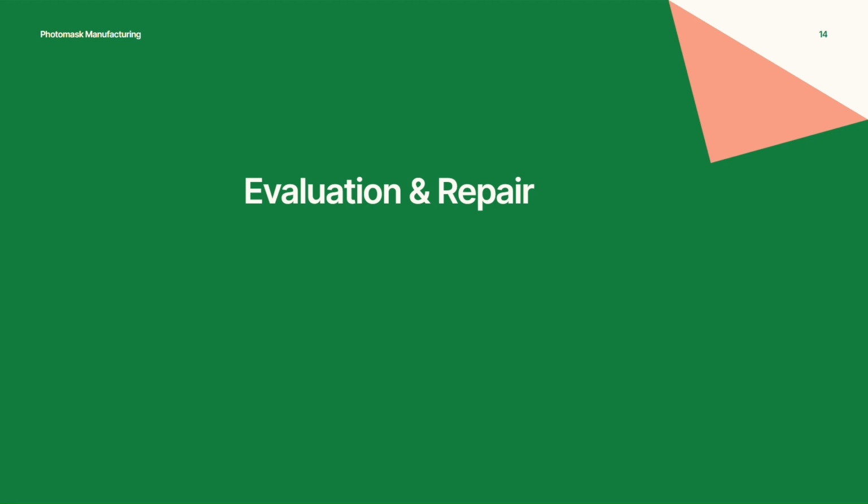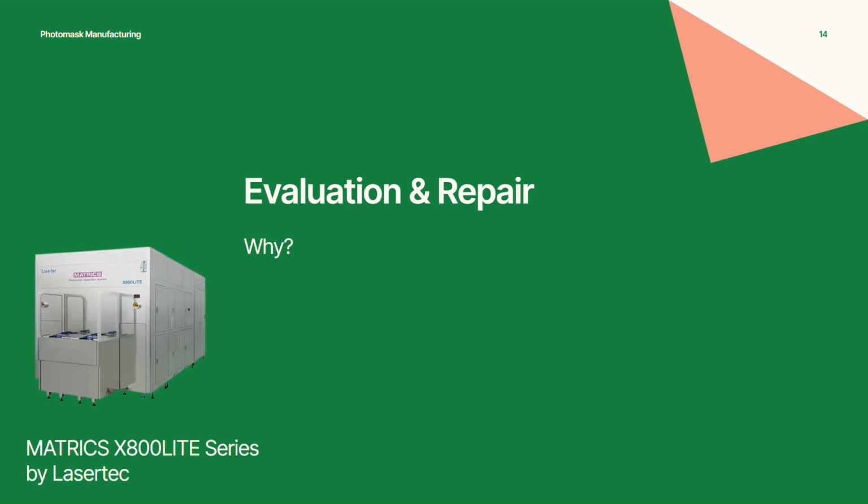Next, we need to talk about the evaluation and repair. Now, why do we want to evaluate and why do we want to repair? Any defects that appear on a photomask will propagate onto future substrates that it is copied over to. And it is very important to get rid of all of those defects. And nothing's perfect, which is why we need to evaluate. We need to find these defects and then repair said defects.